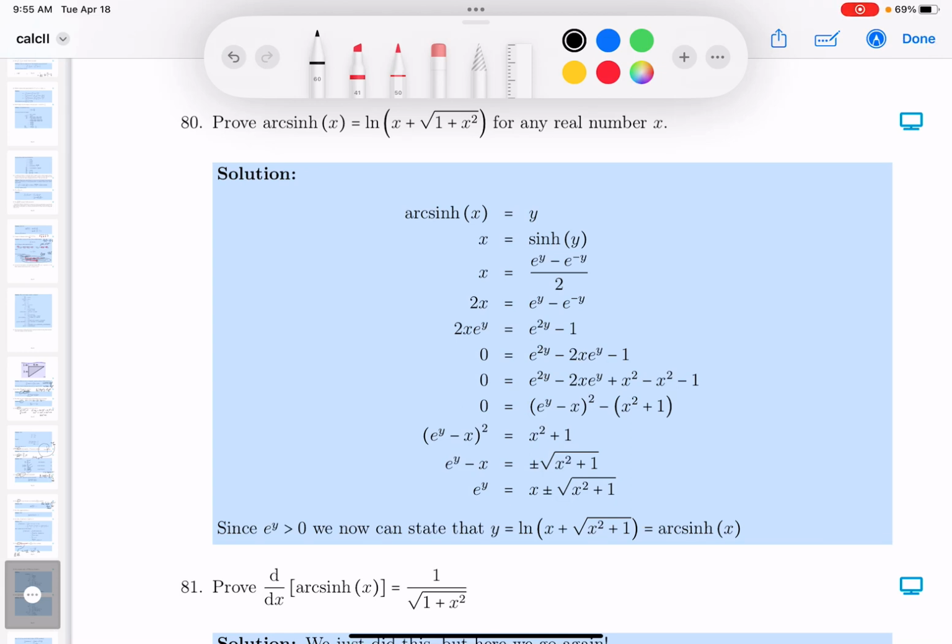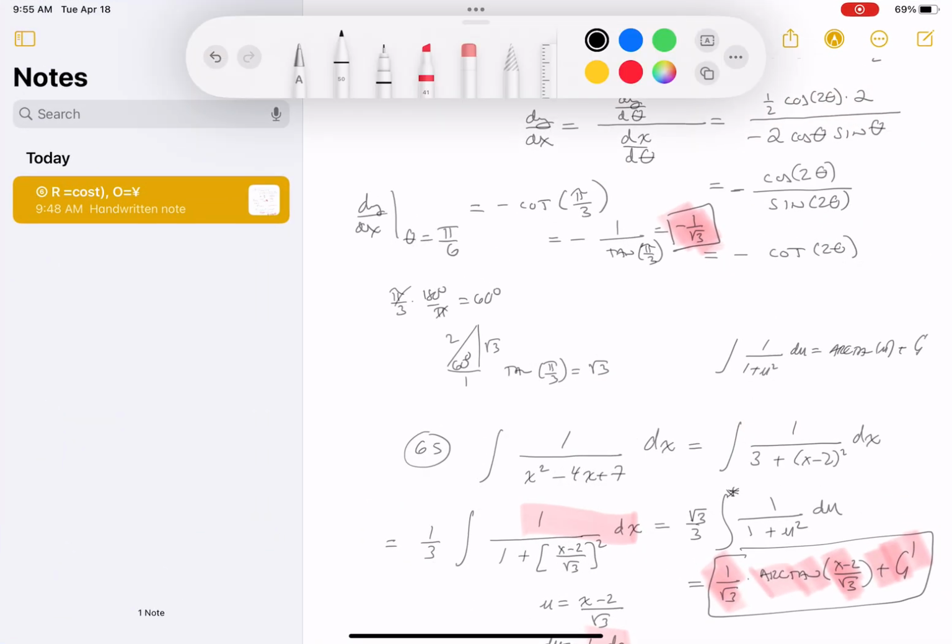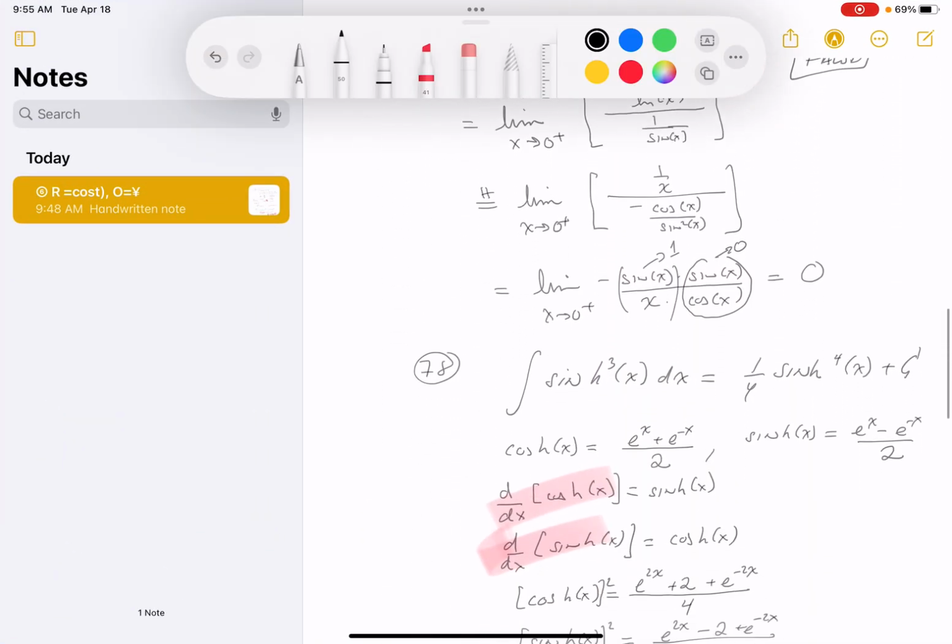Okay, for problem number 80, I'm going to prove that the inverse hyperbolic sine of x is equal to that thing over there. Certainly this is something I could easily get stuck on, but at least they're telling me what I'm aiming for. I'm going to go to the whiteboard, and as I do that, my encouragement to you is also to use paper and pencil, all right?